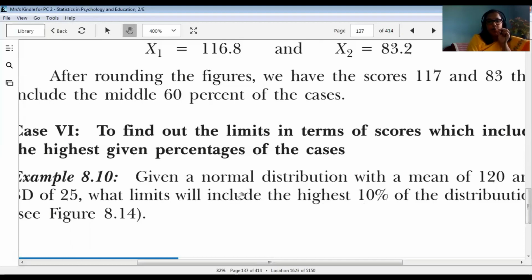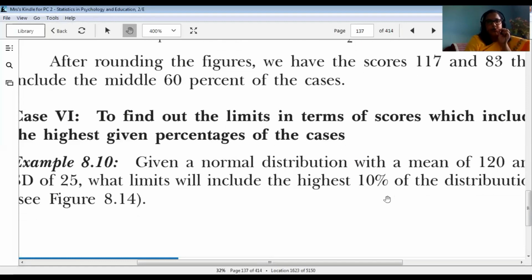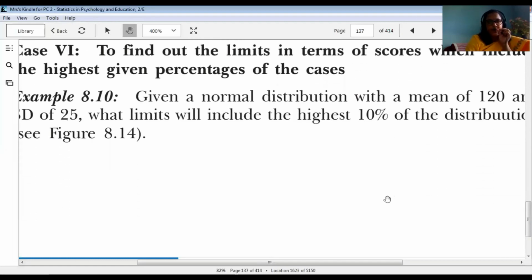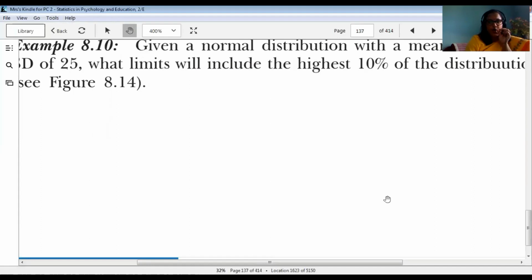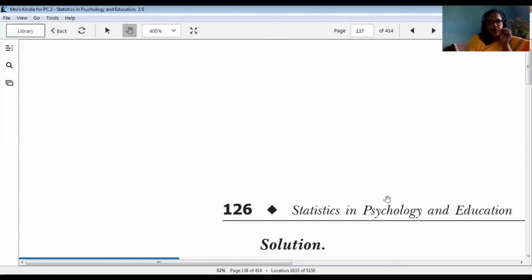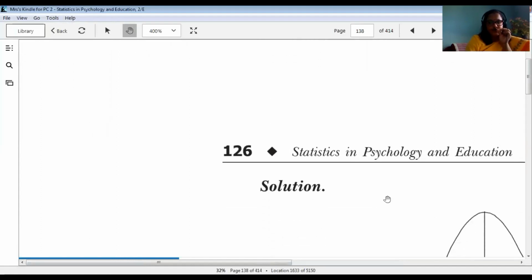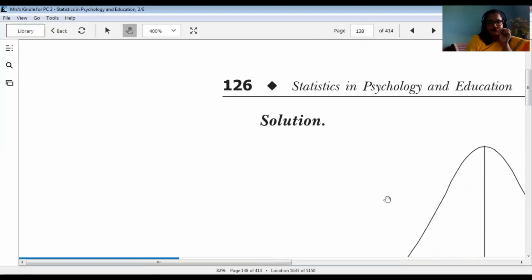So please, let me go through the application. I think you need to find out the lower limit here, which cuts the highest 10% of the distribution, 10% of a particular group. Understood? Okay, so please follow me. Please go through what I discussed and what I am discussing.